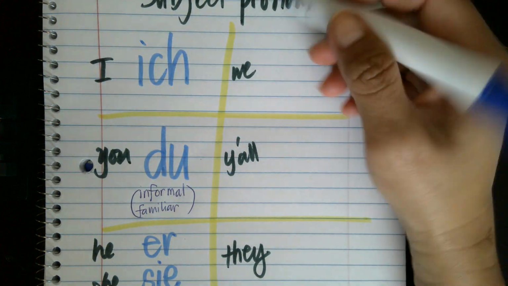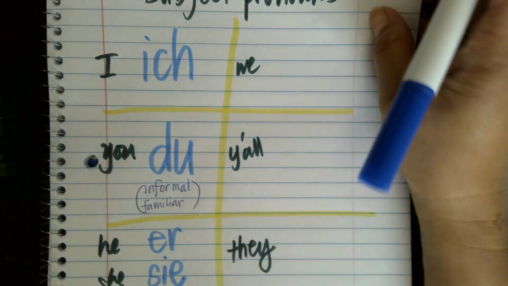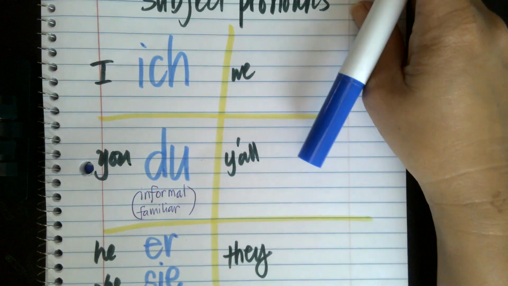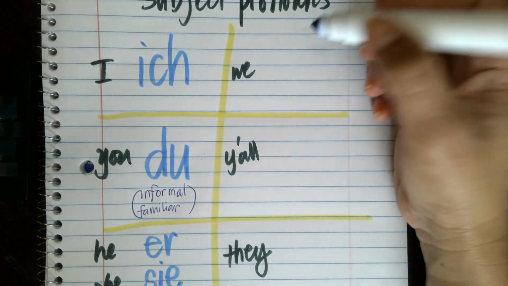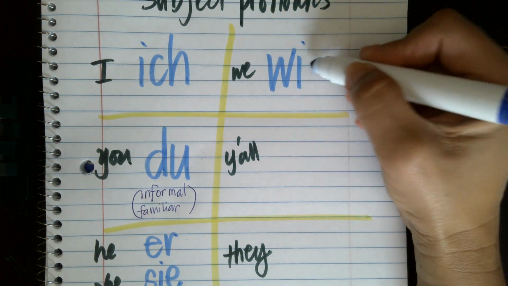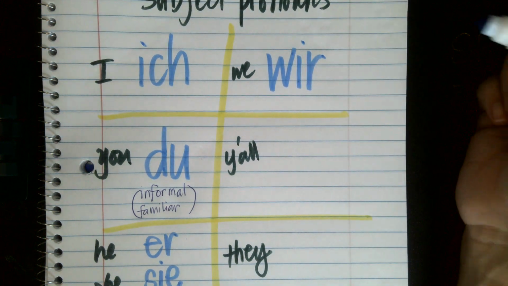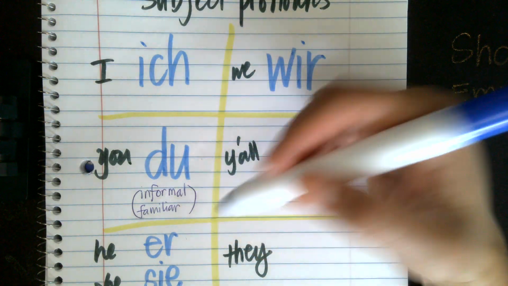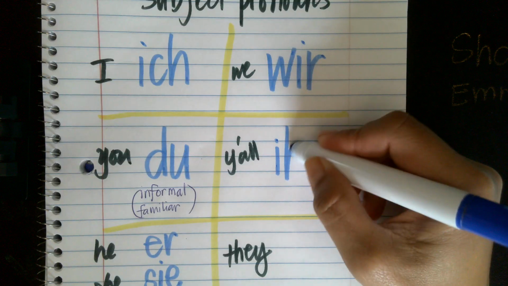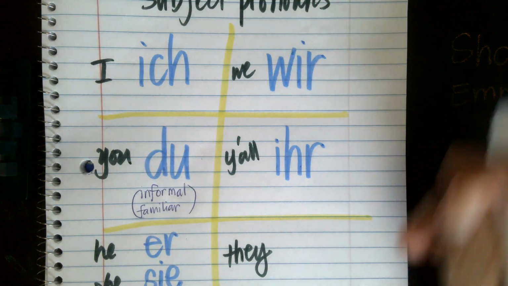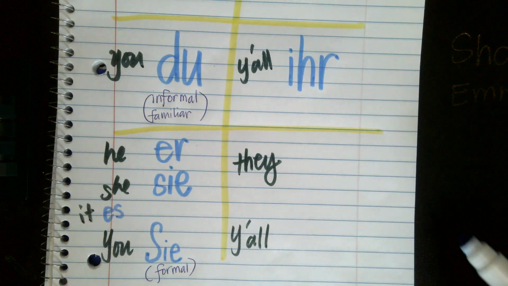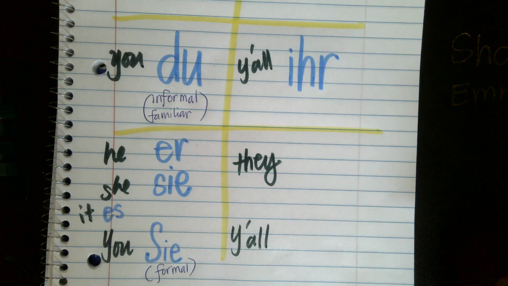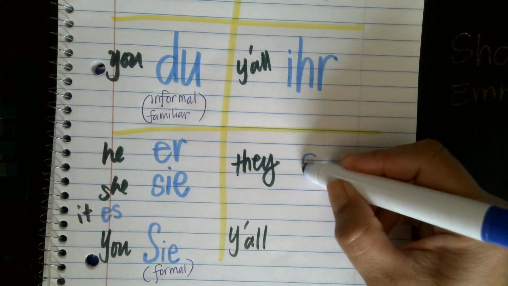When we go to the plural side, which is on the right side of this paper, we are now going to have the word we in German. It's called wir. If you're talking to multiple people, informal, familiar setting, you're going to say ihr. And the word they, whether you're talking about multiple boys or multiple girls or a mixture, that would be the word sie.